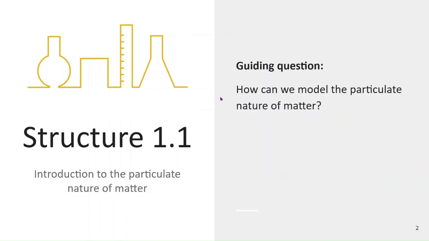Today, we're going to start at the very beginning of the syllabus, structure 1.1. And before we jump totally in, I just want to talk about chemistry in general, and what the study of chemistry is. Basically, we're looking at what is the universe made of, right? And there are so many different questions we can ask that are interesting and exciting.